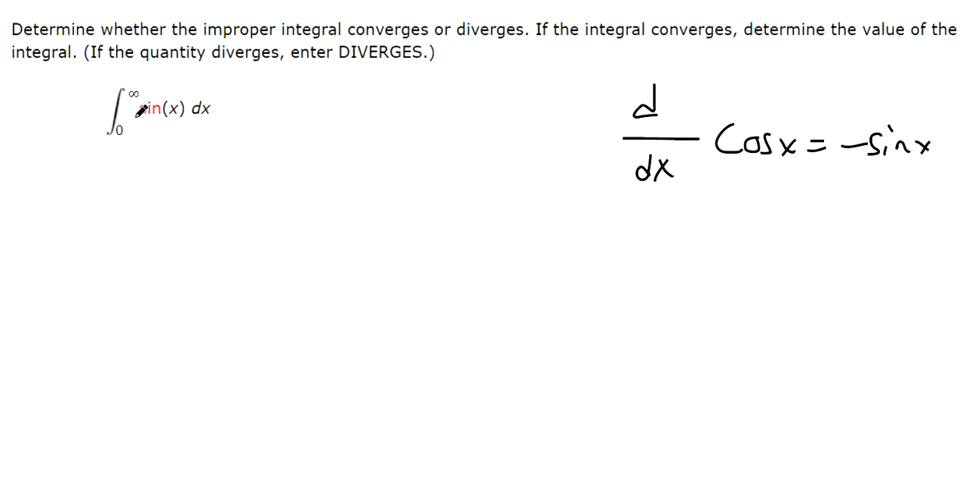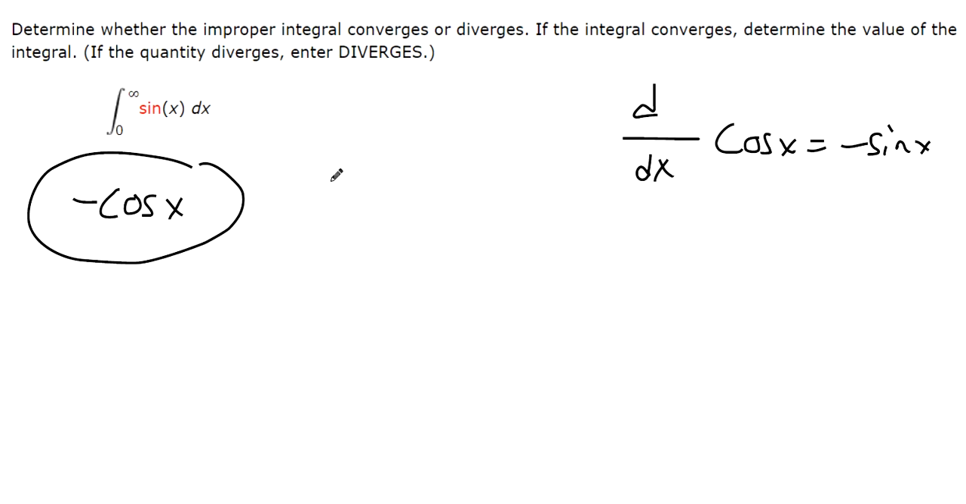So the antiderivative of sine of x is going to be negative cosine x, because with an antiderivative, think about something so that if you take its derivative, it turns back into what you started with. The derivative of cosine is negative sine, so negative cosine makes sine. Okay, but that's the antiderivative part. We're supposed to evaluate it between 0 and infinity.